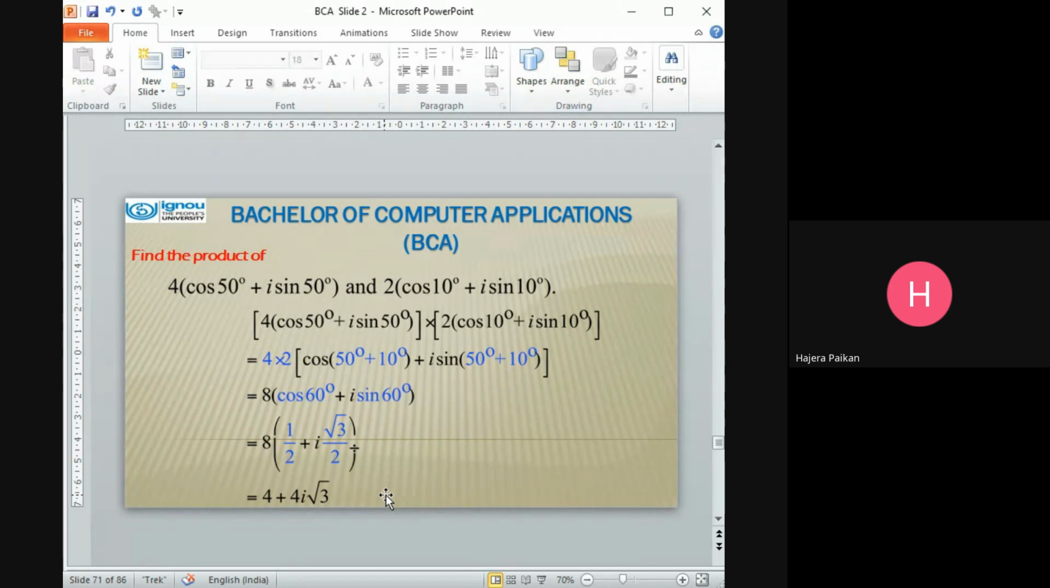And cosine 60 plus I sine 60. Cosine 60 is 1 by 2 plus I sine 60, which is square root of 3 by 2. Then we multiply the 8 by 1 by 2, and it will be 4 plus I 4 square root of 3.